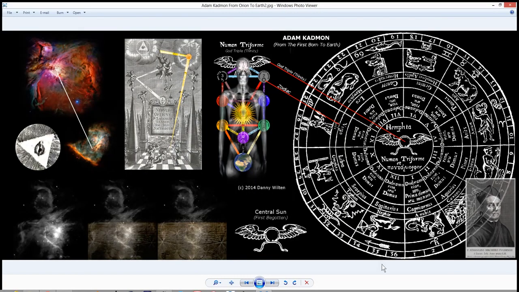Now let's break this down a little bit more. This is showing the zodiac. And what do you see right in the center of this zodiac? This is the winged disc that sits in the very center of it. It's representing the central sun.